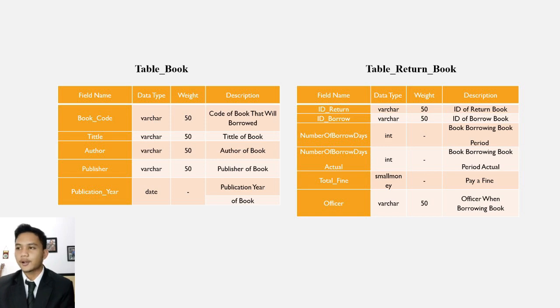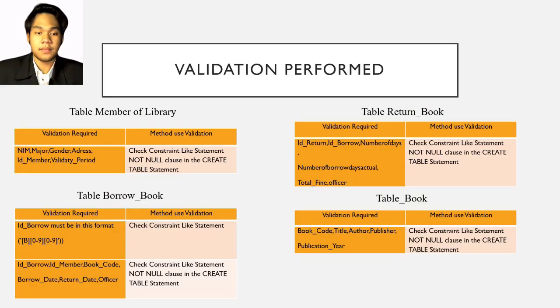On the validation performed, there is table member of library, which the validation required is name, major, gender, address, ID member, validity period. The method we use on the validation is check constraint like statement, not null clause in the create table statement. On the table return book, the validation requires ID return, ID borrow, number of days, number of borrow days actual, total fine, officer, and the method that we use on the validation is check constraint like statement, not null clause in the create table statement.